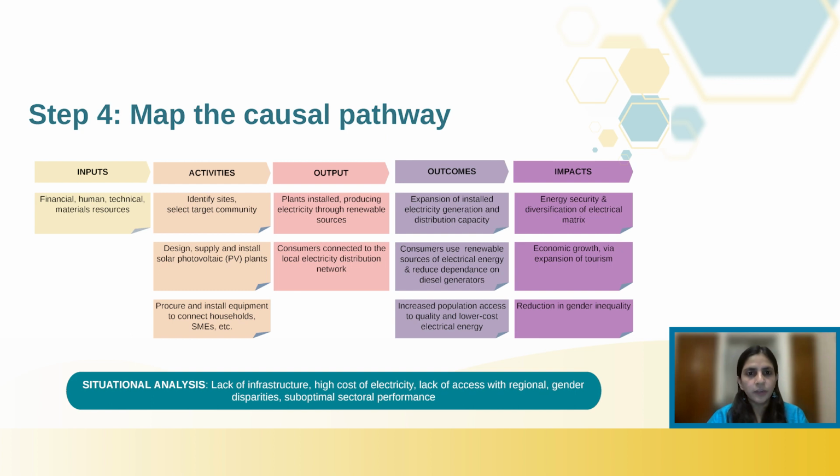These outputs would then transform into outcomes in the form of expansion of installed electricity generation and distribution capacity, consumers using renewable sources of electrical energy and reduced dependence on diesel generators, as well as increased population access to quality and low-cost electrical energy. And if these outcomes are achieved, we hope to achieve our final goal or impacts, which is energy security and diversification, economic growth, and reduction in gender inequality. And this is how all the elements of a theory of change, the inputs, activities, outputs, outcomes, and impacts are logically connected in a causal pathway.